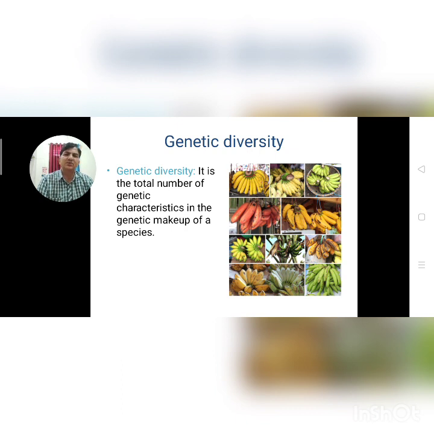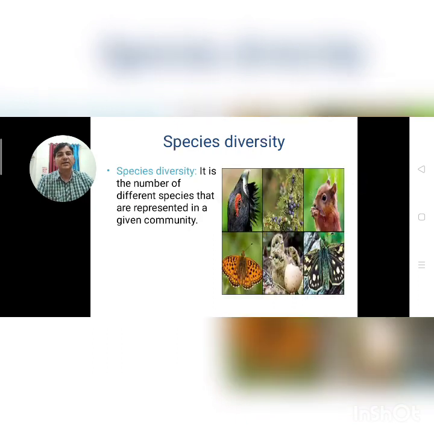Similarly, genetic diversity is the total number of genetic characteristics in the genetic makeup of a species. We have thousands of varieties of banana, and a huge variety of mango is available. That all constitutes genetic diversity.